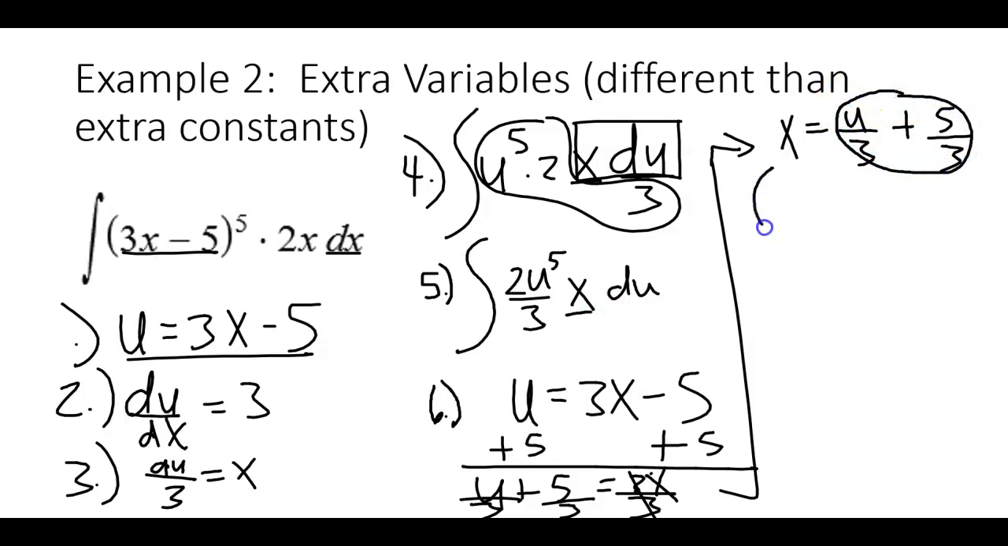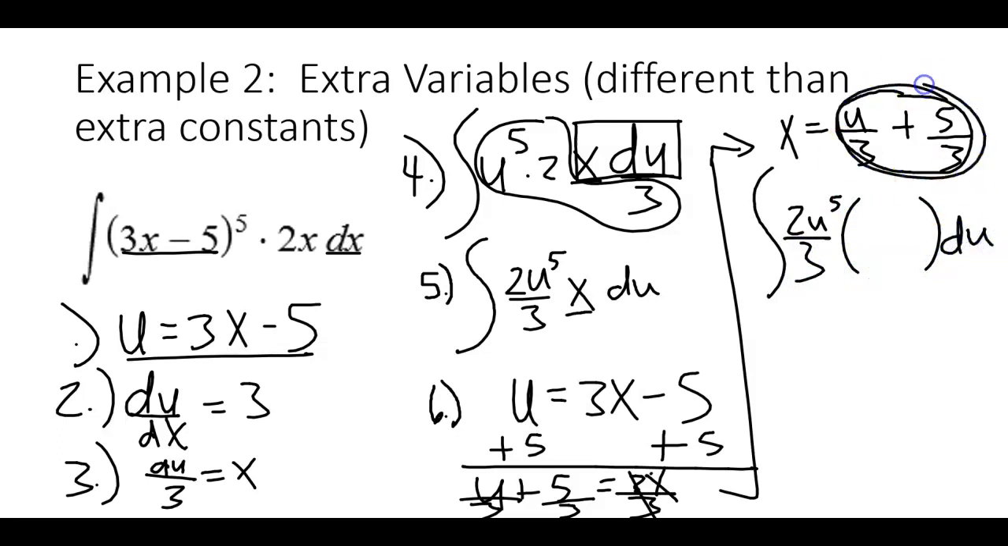Okay, so what that's going to look like is now I'm going to have 2u to the 5th power over 3, and I'm replacing x with what I just got x to be equal to. And I got x to be equal to this. So that whole thing is what's going to come down here into these parentheses. And that's how we get rid of an extra x. Now I no longer have an x. Everything is in u's.